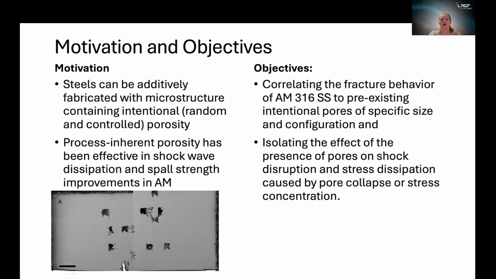So I'll start off with going over the motivation and objectives for this work. The motivations stem from the fact that steels can be additively fabricated with microstructure containing intentional porosity, and this can be random or controlled porosity. An example of this is in the figure in the bottom left corner, where you can see the randomly placed intentional pores that are spread throughout this sample. Additionally, process-inherent porosity, such as lack of fusion pores, has been effective in shockwave dissipation and swell strengthening improvements in additively manufactured materials in the past.